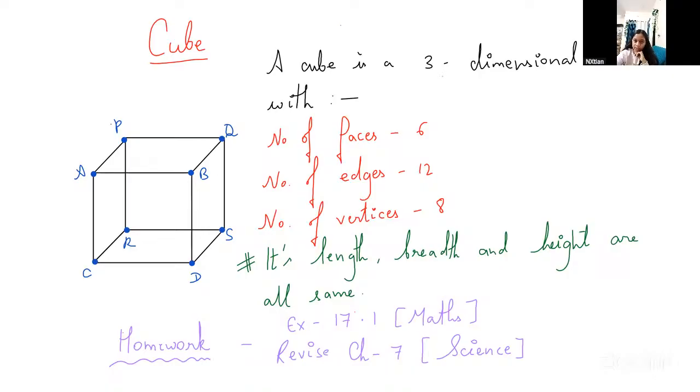Emma, revise chapter 7 of science. Tomorrow I will give you a worksheet on chapter 7 of science. So revise and come. Okay.